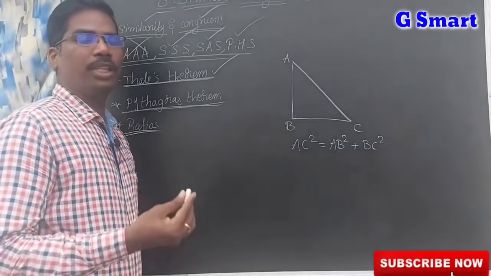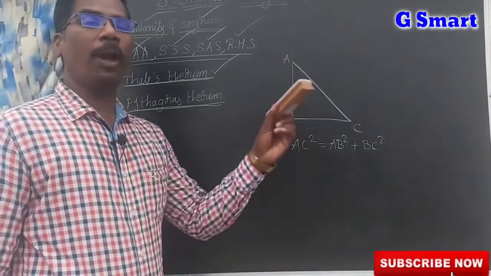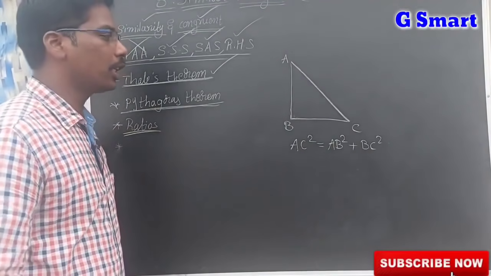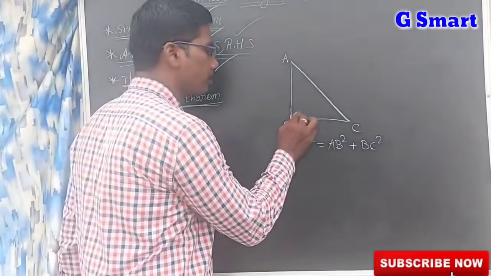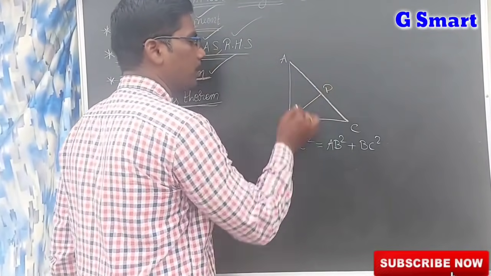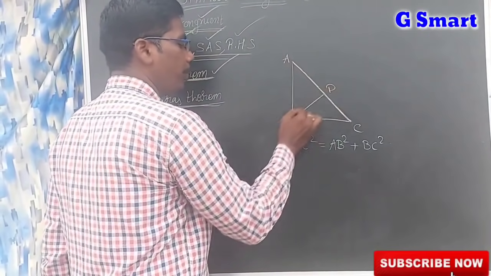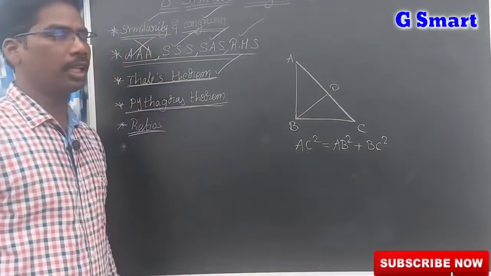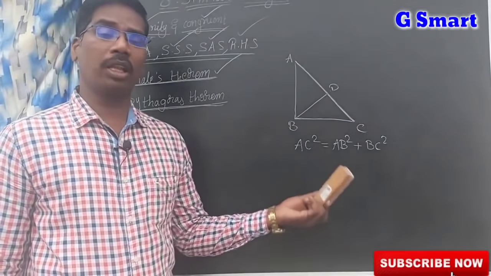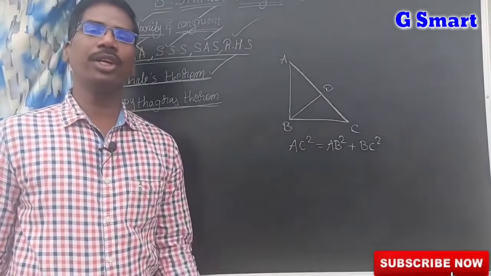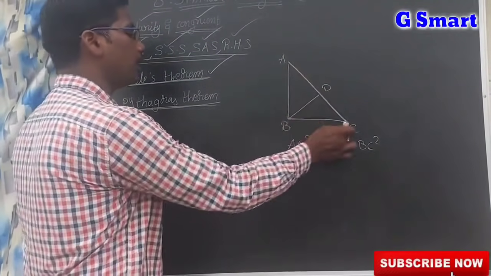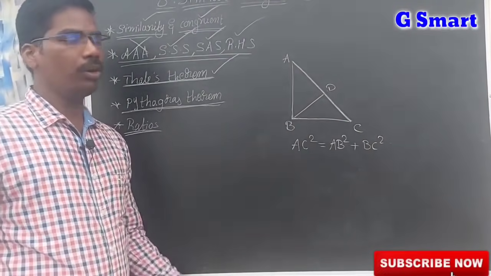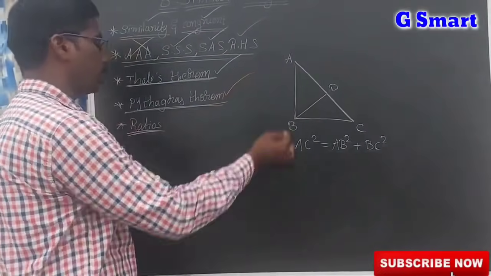Now in applications, they may ask in the proof of Pythagoras theorem, which three triangles are similar to each other? Here D is the perpendicular. Now we can say that ABD is similar to BDC is similar to ABC. So like this we have to write. These three triangles are similar to one another. Now Pythagoras theorem is also completed.